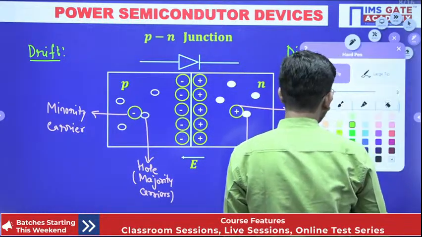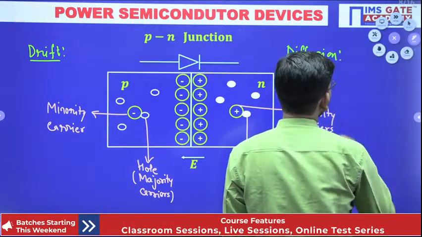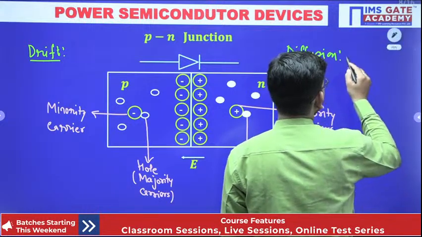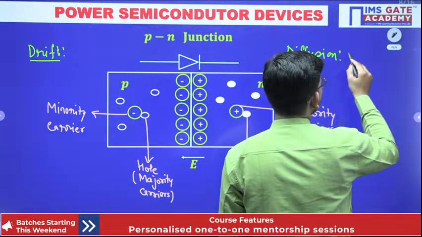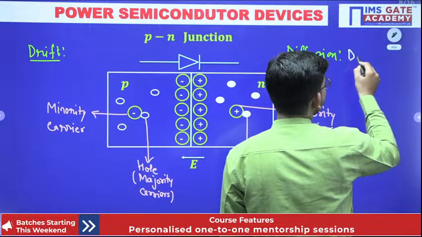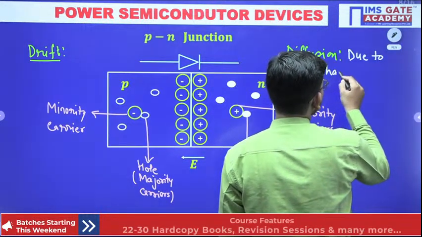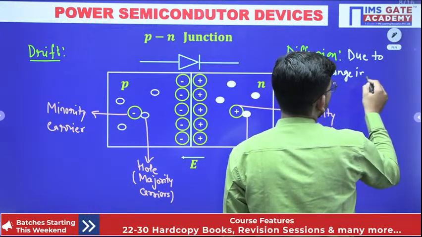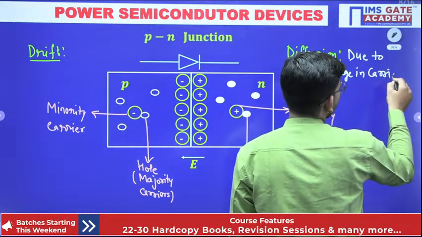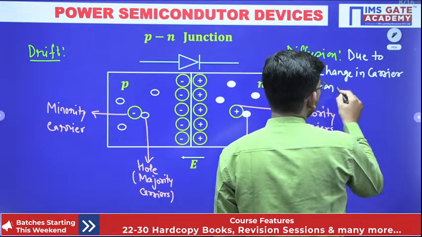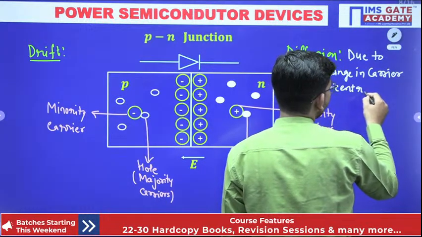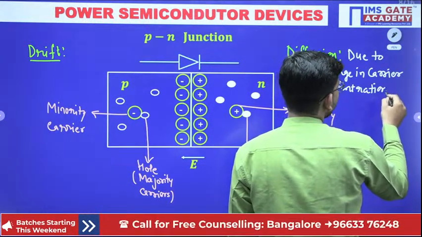Diffusion current is just because of the change in the carrier concentration. Okay, diffusion process. Diffusion current will be due to change in carrier concentration. So the diffusion process might be taking place due to the change in carrier concentration.